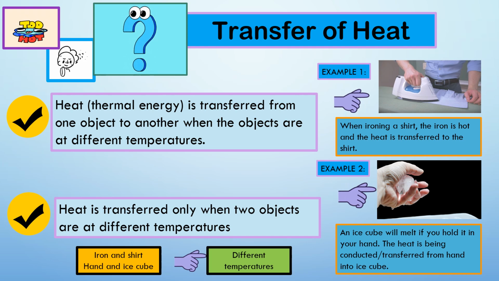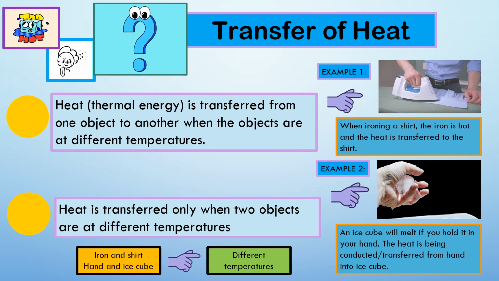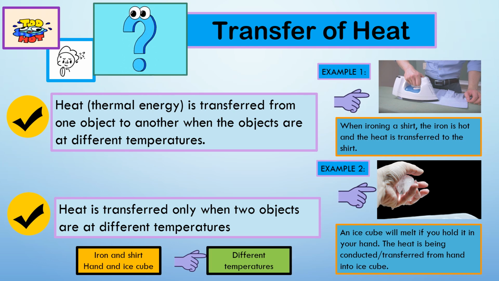Another: heat is transferred only when two objects are at different temperatures. That is what we said earlier. In our example for number 2, the ice cube, we said the ice cube will melt if you hold it in your hand. The heat is being conducted or transferred from your hand into the ice. We know that we are warm-blooded, so our body is warm.